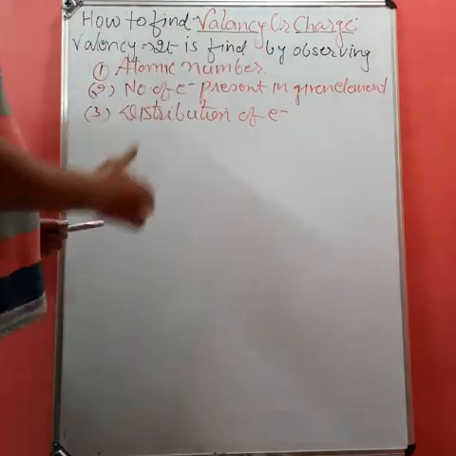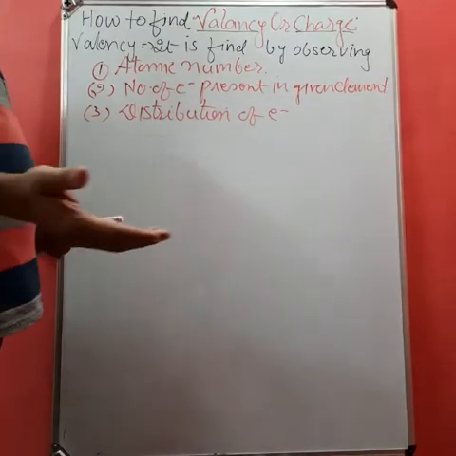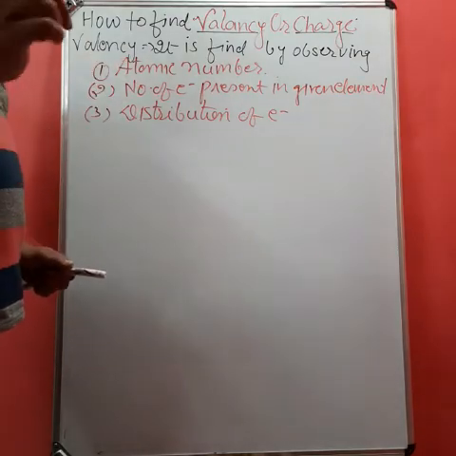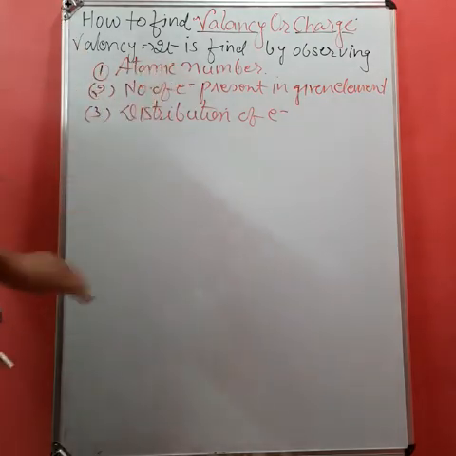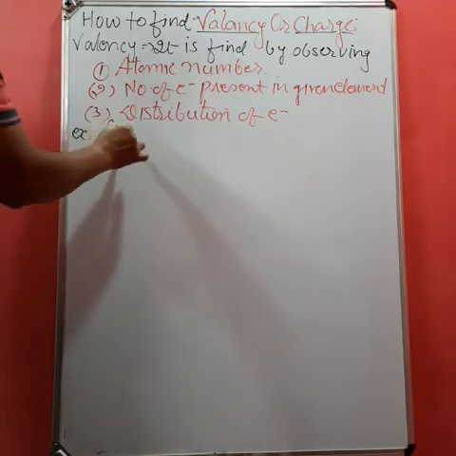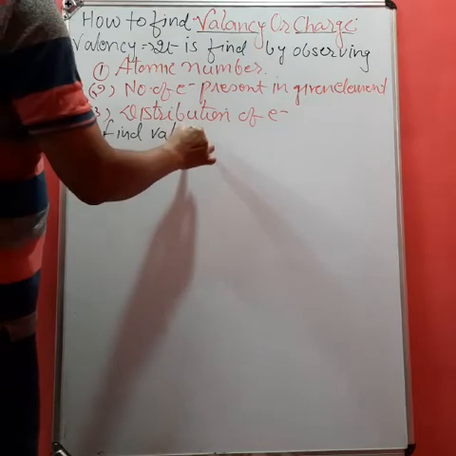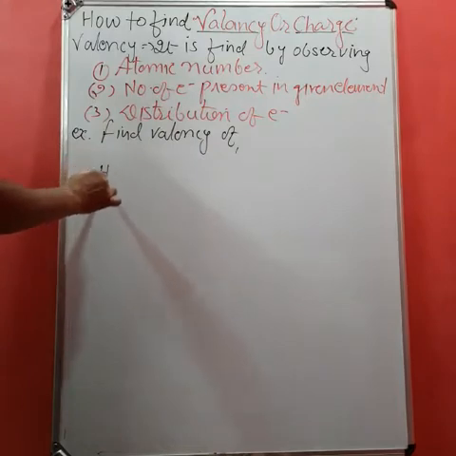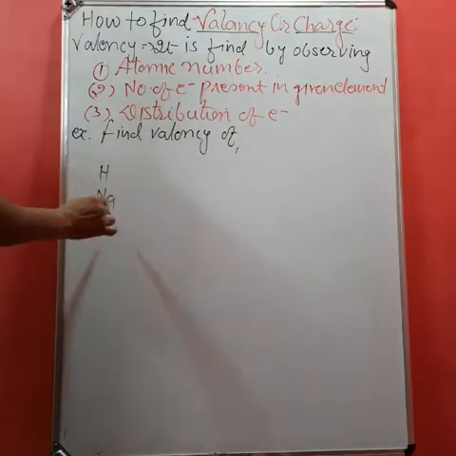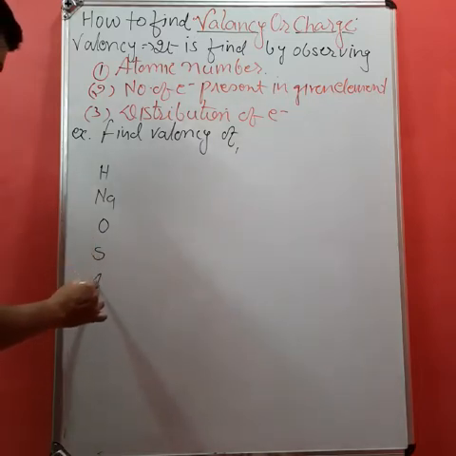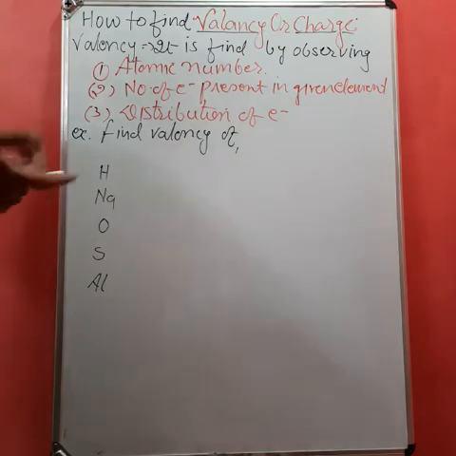So if we know these three things, which I already introduced in the previous class in the form of a chart, and if you have learnt it properly, then there will be no difficulty at all. Okay, for example, find the valency of hydrogen, sodium, oxygen, sulfur, aluminium. Aluminium. Now what to do?